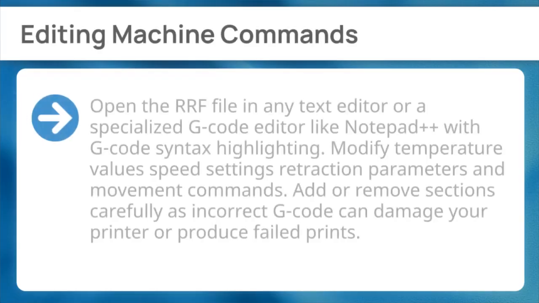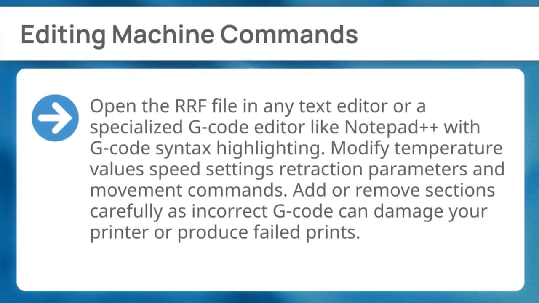Next, editing machine commands. Open the RRF file in any text editor or a specialized G-code editor like Notepad++ with G-code syntax highlighting. Modify temperature values, speed settings, retraction parameters, and movement commands. Add or remove sections carefully, as incorrect G-code can damage your printer or produce failed prints.